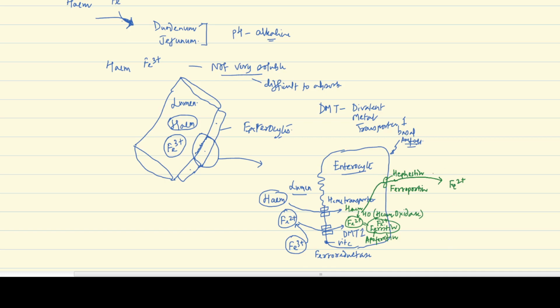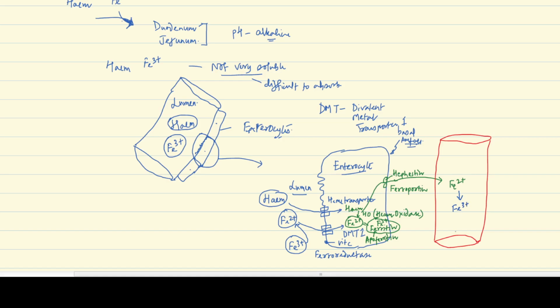At the basal layer you got blood. So let's draw a blood vessel. Okay, so that's a blood vessel. So this ferrous form enters into this blood, and immediately it gets oxidized to ferric form.